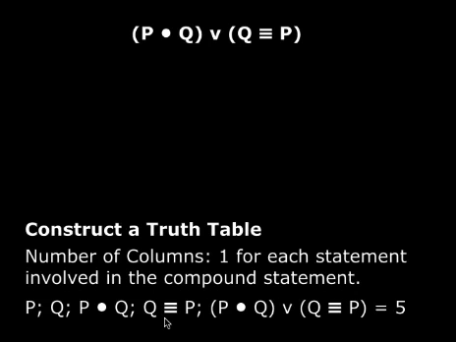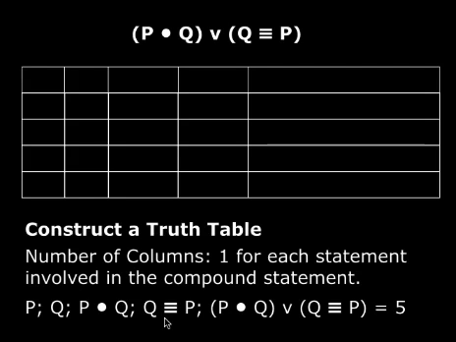Now we're going to need to know the number of columns to make in our truth table. We're basically going to need 1 column for each statement that's involved in the construction of the compound statement. Okay? And I've listed them here. Altogether, there's 5. The whole compound statement involves P, Q, the conjunction P and Q, the biconditional Q if and only if P, and then the entire statement itself, the entire disjunction, P and Q or Q if and only if P. So we'll need 5 columns, 1 column for each of those.